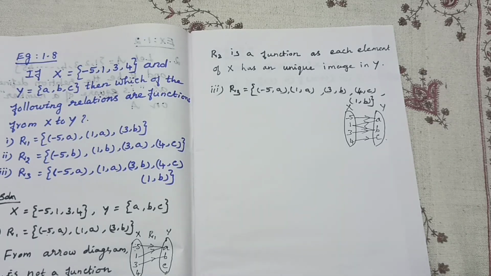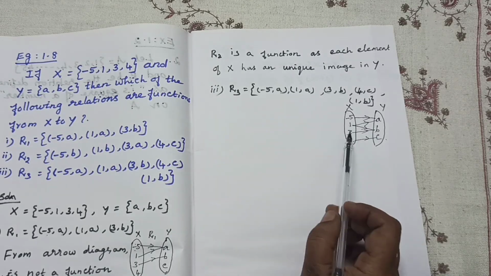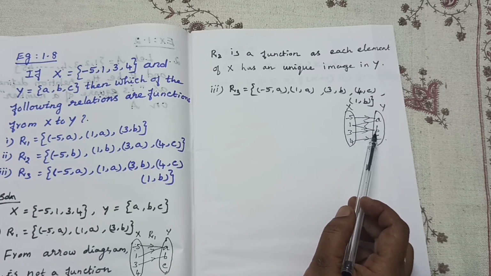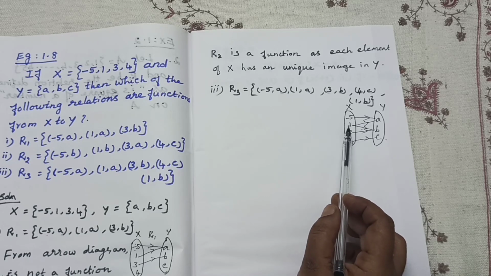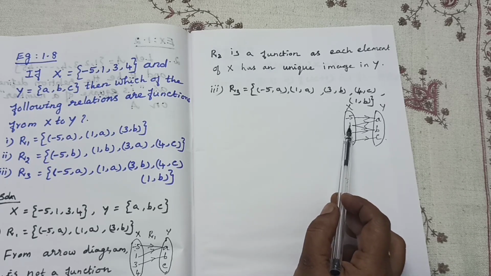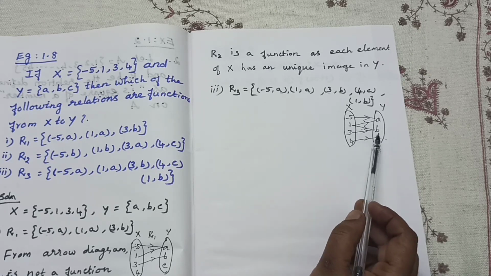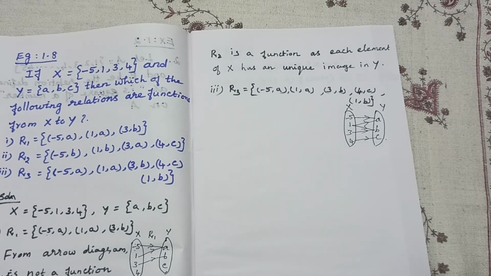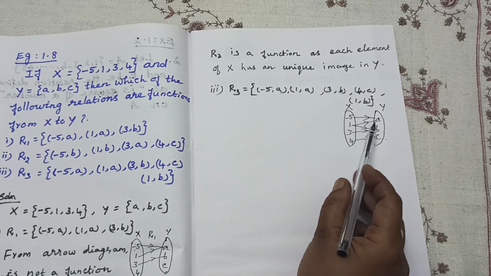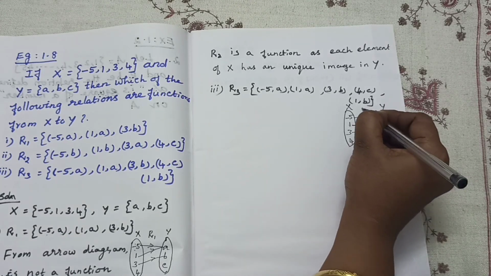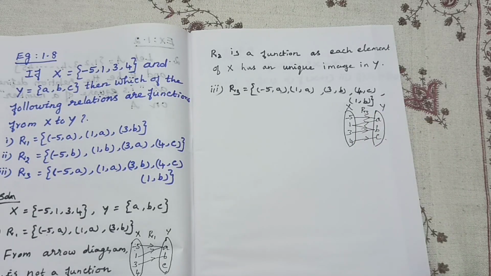No, it is not a function. Why? What's the reason? You see here, 1 belongs to X and has 2 images. Then 1 belongs to X. This 1 is in X, isn't it? This 1 has 2 images. So it is not a function. Have you understood? This 1 has 2 images. So it is not a function. Okay. Then for relation R3, you should write it.